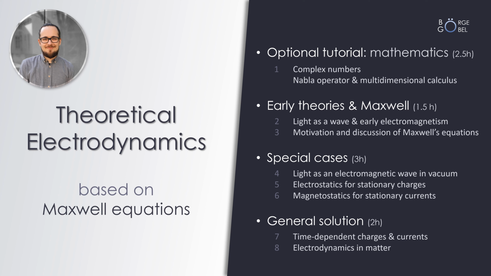For example, we will consider again light as an electromagnetic wave in vacuum. Here you will really see how these solutions rely on the Maxwell's equations. And then we will discuss electrostatics and magnetostatics, where we have stationary charges or stationary currents. And based on these findings, we can come up with a general solution by using retarded potentials. You will see and learn all about this in the 7th section.